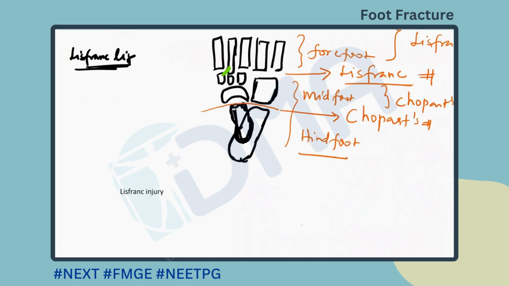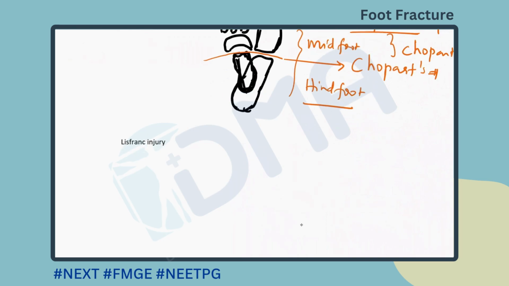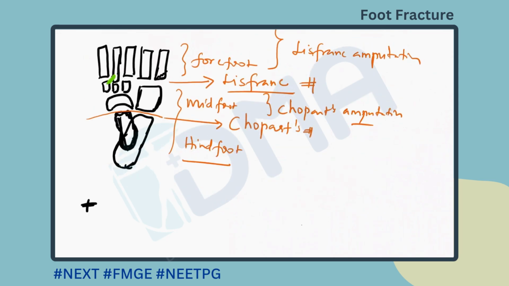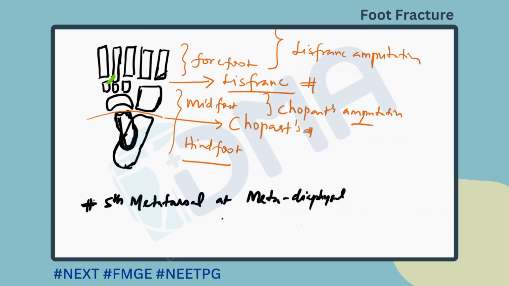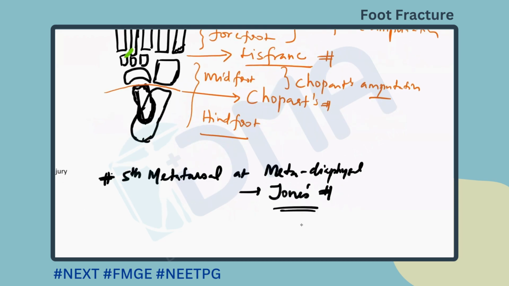Now the last topic is fracture of the fifth metatarsal. This is the fifth metatarsal. The fifth metatarsal bone can get fractured at the base, at the metaphyseal-diaphyseal junction. A fracture of the fifth metatarsal at the metadiaphyseal junction is called Jones fracture. So this is about the Jones fracture. Nothing specific about it, but there is a named fracture here.